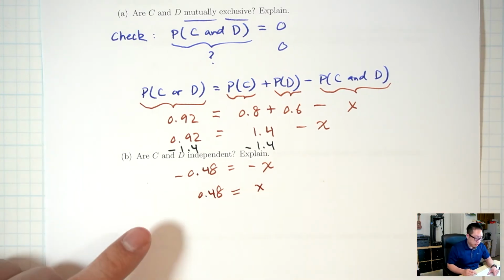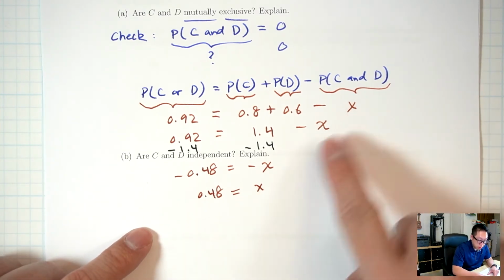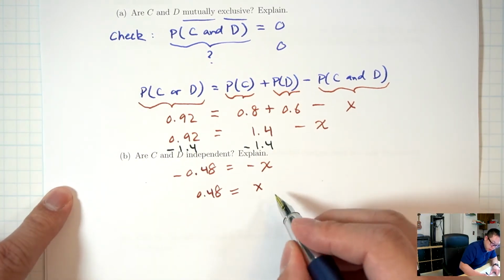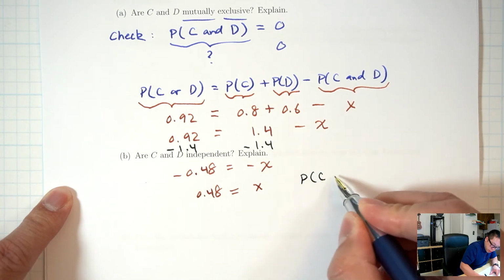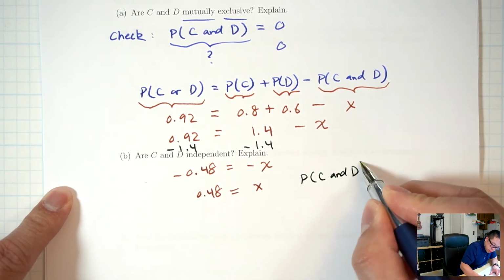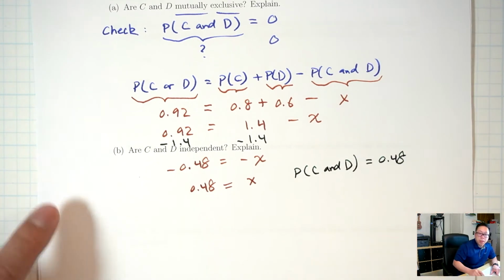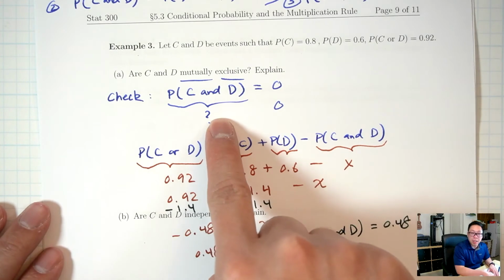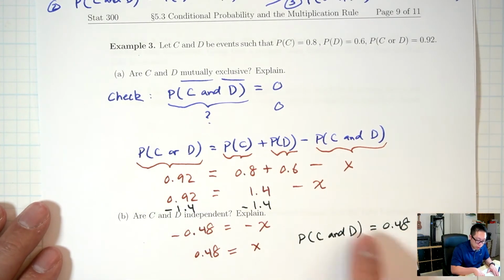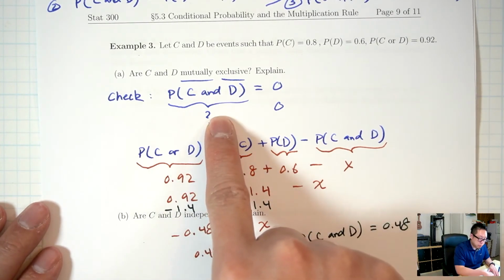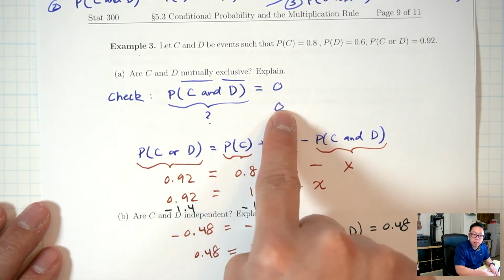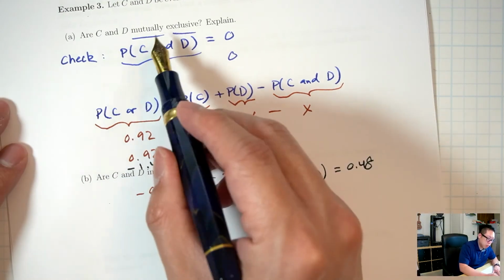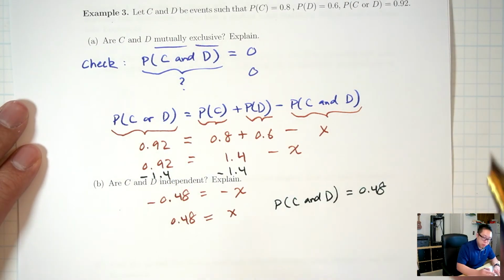Okay, so what we just found was x, which is probability of C and D. So I know that probability of C and D is 0.48. And the whole point of finding this was to actually check that left side, right? So this left side I now know is 0.48. And the question is, are they equal? No, right? So they're not equal. So our conclusion is that they are not mutually exclusive.